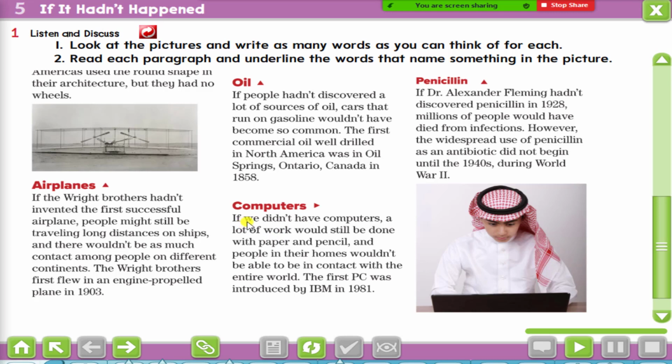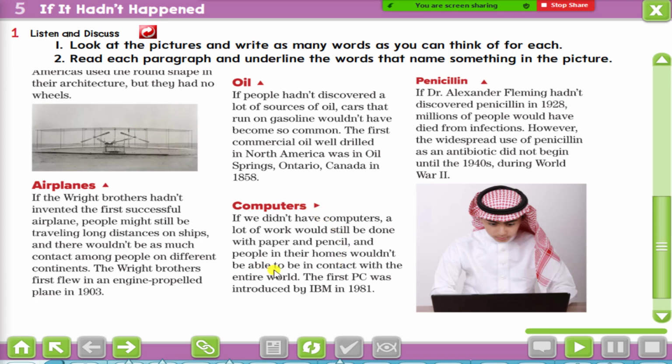Computers. If we didn't have computers, a lot of work would still be done with paper and pencil, and people in their homes wouldn't be able to be in contact with the entire world. The first PC was introduced by IBM in 1981. Okay, thank you, Ahmed. This is the name of the first company which invented and introduced the computers.